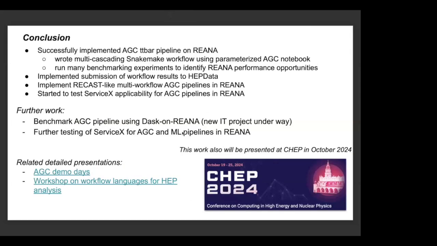Right, and in conclusion, we successfully implemented the AGC pipeline in REANA, through multi-cascading Snakemake, ran many benchmarking experiments, tested ServiceX, implemented the submission of the workflow results to HEPData, and multi-workflow AGC was implemented.